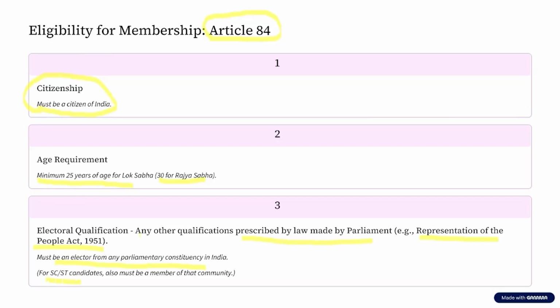Now, what is another thing that this law says? For an SC or ST candidate, there will be certain seats reserved specifically for them. They can either contest from the general seat, or they can contest from the seats specifically reserved for the scheduled castes or scheduled tribes. But what is the condition? The condition is that they must belong to that particular community. They should have a certificate showing that this person belongs to the SC community or ST community. So these are the eligibility criteria for membership under Article 84.